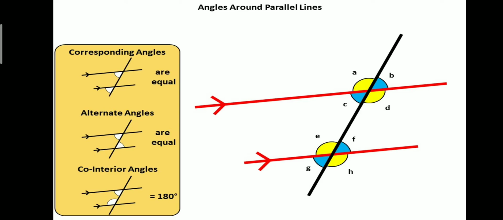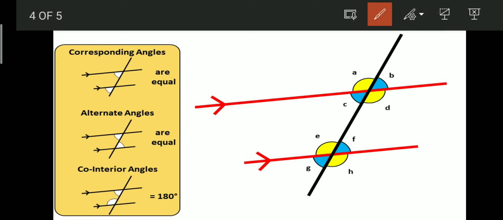Okay, now you can easily see that angle A and E are corresponding angles, and angle C and G are corresponding angles, B and F are corresponding angles, D and H are corresponding angles. Now, the properties of parallel lines.